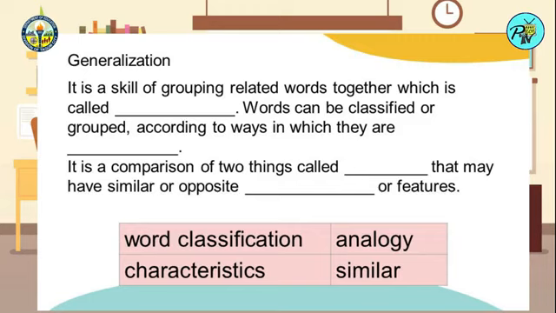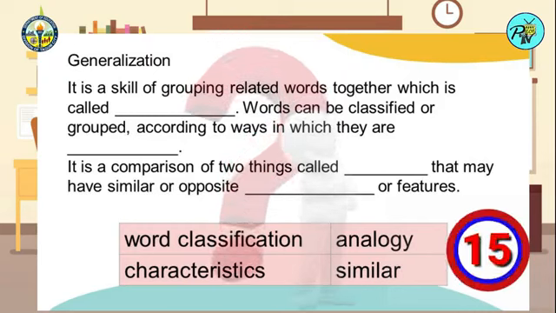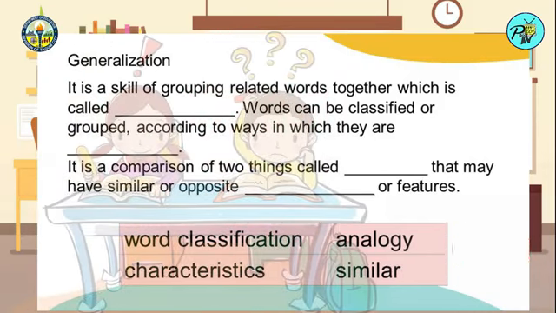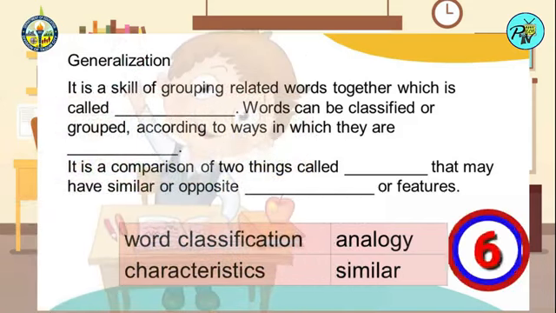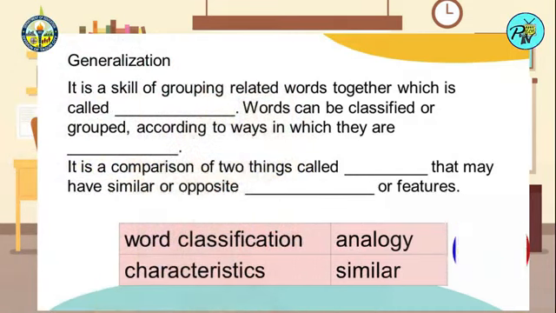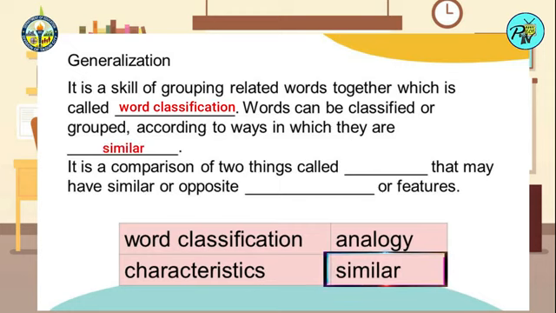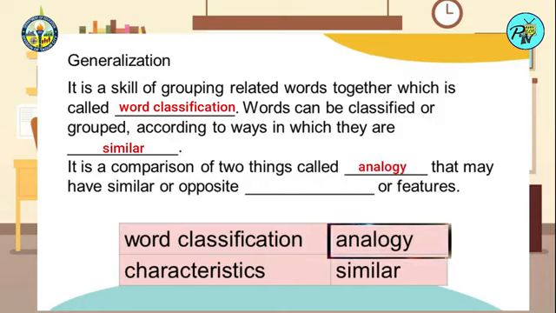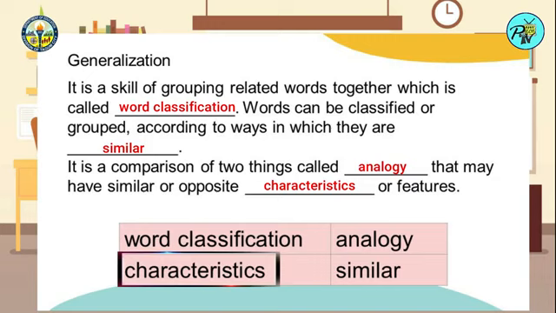Word classification, similar, analogy, characteristics. Let's begin! Now let's check if you get the correct answers. It is a skill of grouping related words together, which is called word classification. Words can be classified or grouped according to ways in which they are similar. It is a comparison of two things called analogy, that may have similar or opposite characteristics or features.